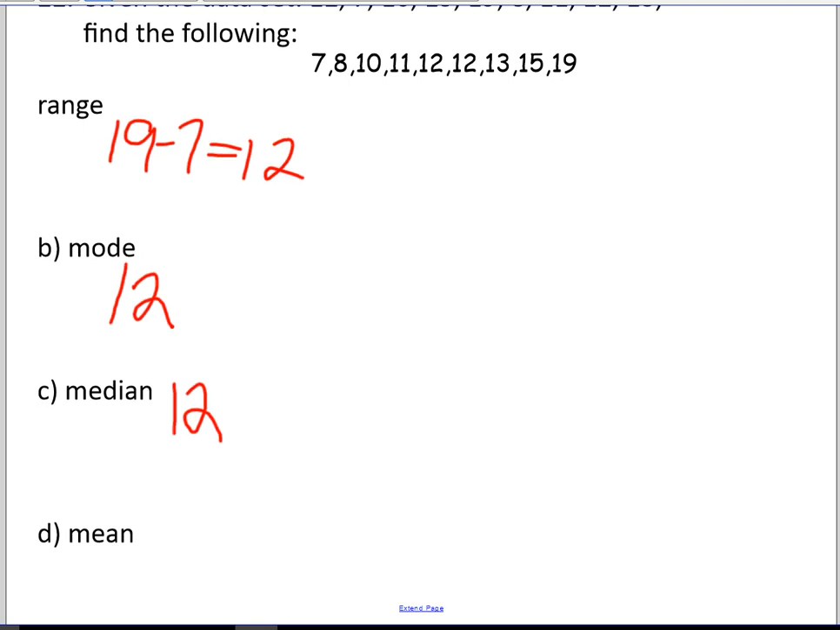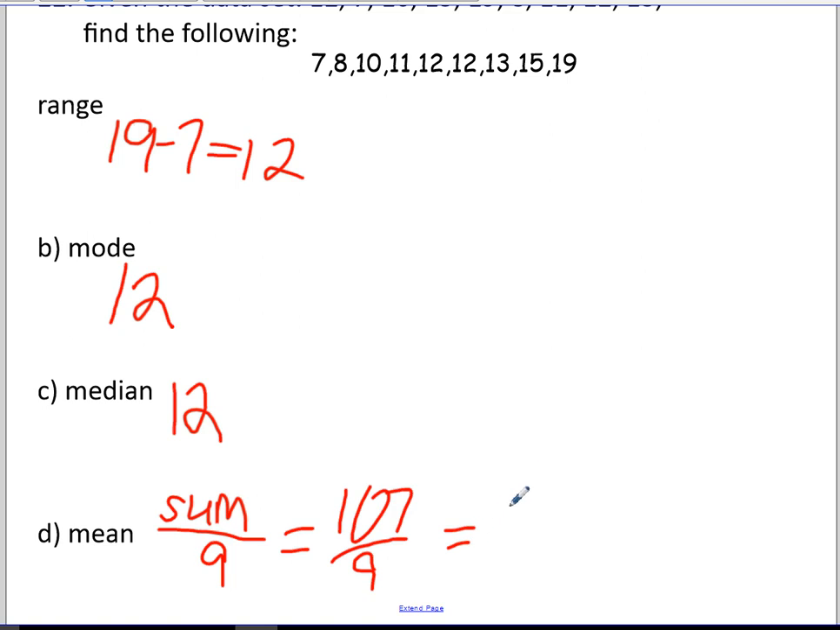But when we do that, remember mean, we have to add them all up. So I'll just put sum instead of writing 7 plus 8 plus 10, so all, and then we're dividing it by 9. When we add them all up, we get 107. And so it's not quite 12. Rounding to 2 decimal places, we get 11.89. If we were to round it to the nearest whole number, we could put 12 again.